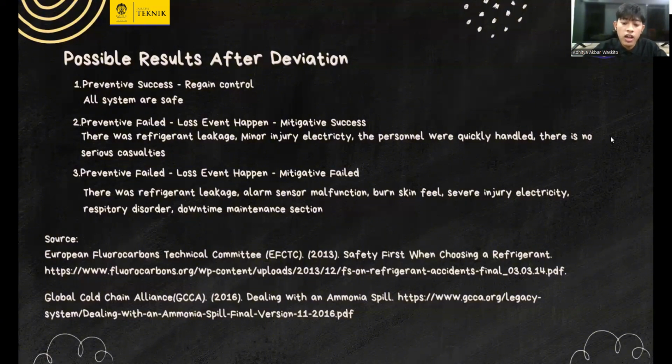This is the case that I elaborated from the place that I'm working at. It's just an elaboration and approximation. If something happens, what should we do and what should we prevent? What preventive things do we have to do and what mitigation things do we have to do? This is just an elaboration from the place that I'm working at.